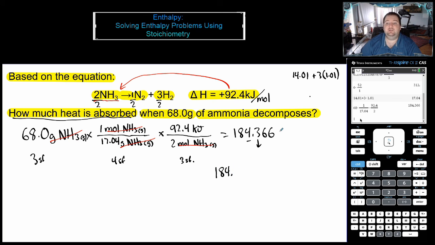And what unit is left? Kilojoules. And what is happening? It's being absorbed. So 184 kilojoules of energy is being absorbed.